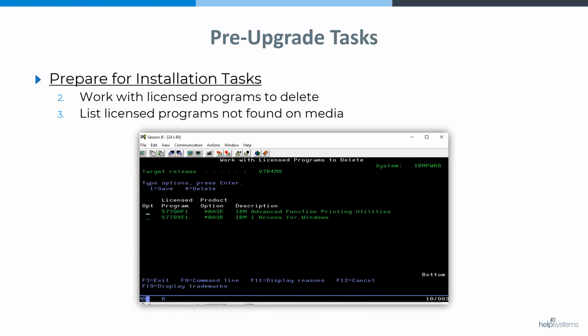Step number 2 and 3. Work with license programs to delete or list license programs not found on media. So this again is going to be licensed programs that we have installed at 7.3 or 7.4, but there's not a 7.5 corresponding license program to install. If you press function key 11, it'll actually give you a reason why it needs to be deleted or it wasn't found on media.